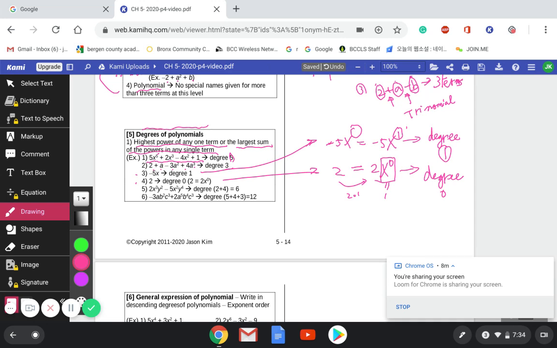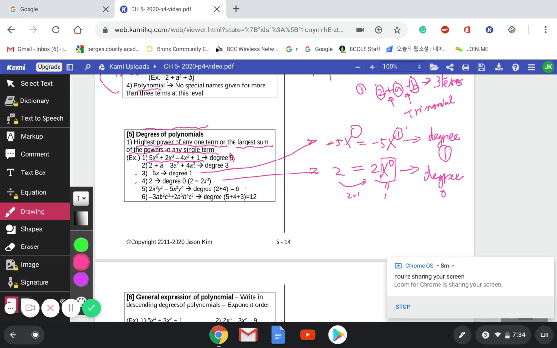Since 2 does not have x, you can create a variable, so you can create x to the 0 power, anything to the 0 power. So a term that does not have any letter always has a degree of 0. Okay.